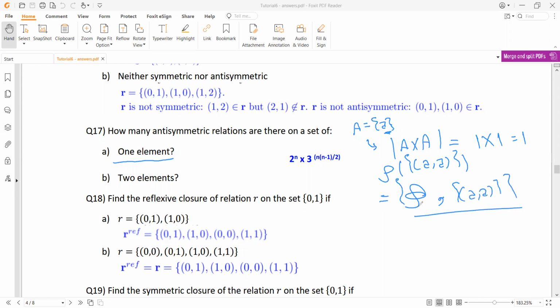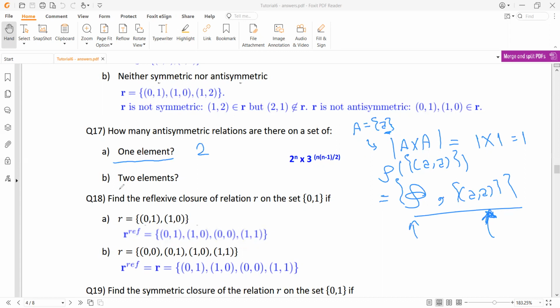Okay? So this set is anti-symmetric, yes, and this set is also anti-symmetric. We just mentioned it in the previous question. So I have two relations which are anti-symmetric relations.